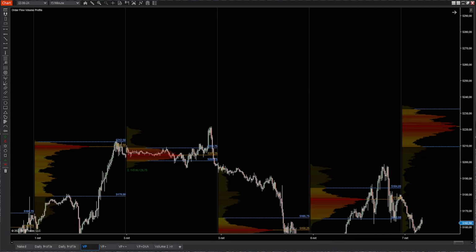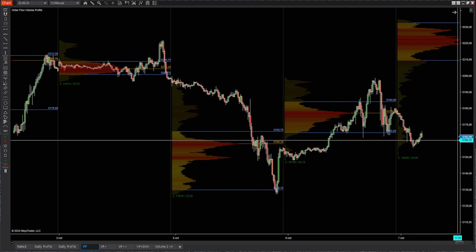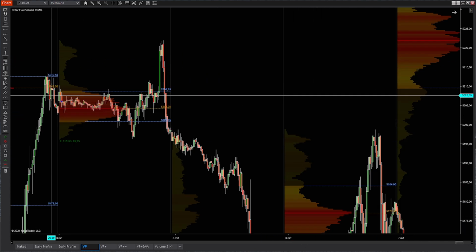So let's jump into how the distribution works. We can see it very clearly right here. This volume profile opened up here and we have been ranging the entire day, thus making up this beautiful value area.